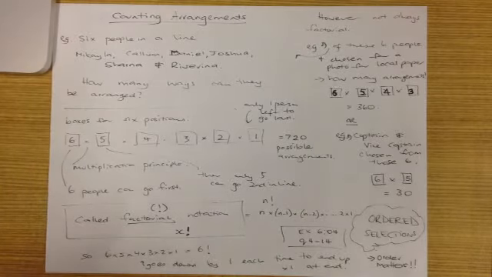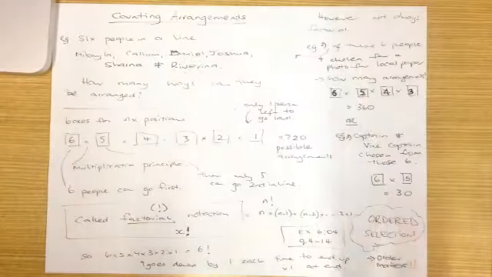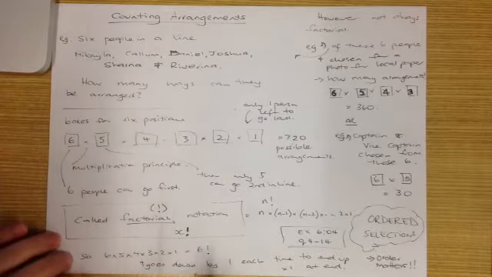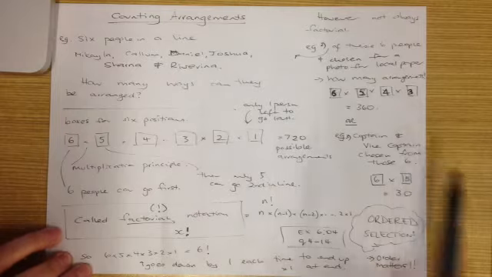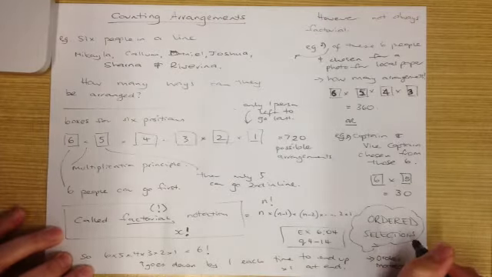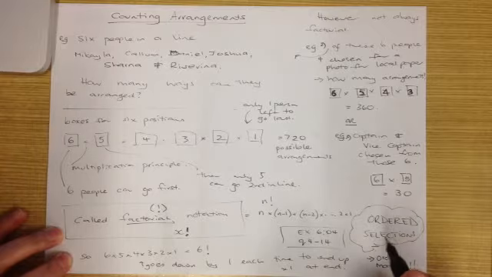Hi everyone, now we're going to have a look at counting arrangements. Okay, so we talked a little bit today about ordered and unordered selections. So this is where we really need to be quite careful. If we're looking at counting arrangements, we're looking at ordered selections, where the order that we choose the people in is important.